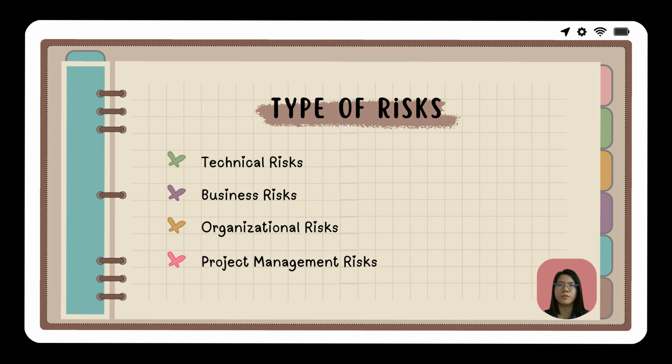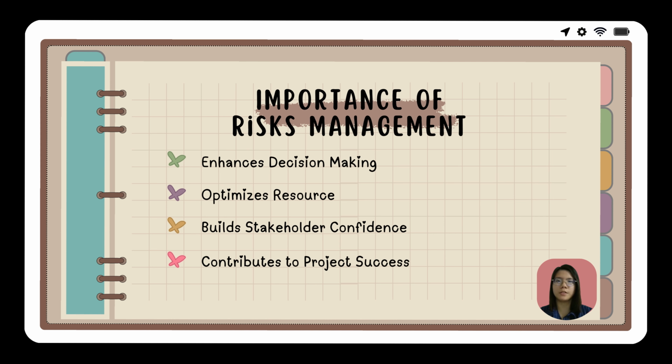Organizational risks involve internal issues within the organization. This can be change in the organizational structure, the availability of necessary resources, internal politics and conflict, and resistance to change among the staff. Lastly, we have project management risks, which related to the management of the project itself. These risks include poor planning and scheduling, inadequate control and monitoring of the project, ineffective communication, and a lack of skilled project management personnel.